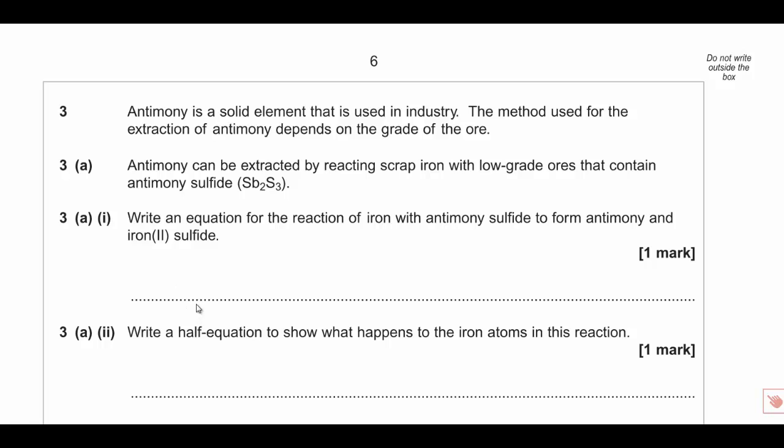So, iron with antimony sulfide. There's my iron, there's my antimony sulfide. We know that we're going to produce antimony on its own, and we're going to produce iron sulfide, so it's going to be FeS. And we need to balance this now. So Sb, let's put a 2 there to start with.